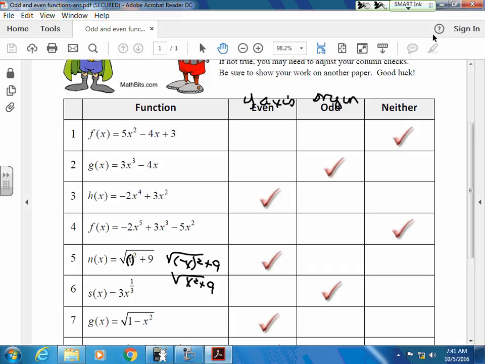Okay, so far? Number 10. Are we good up to here?